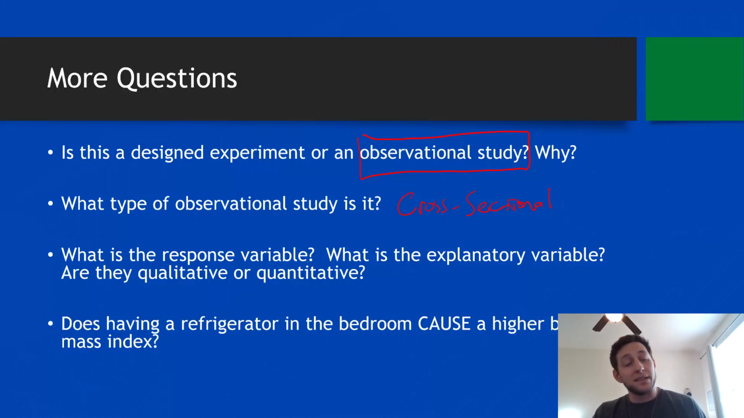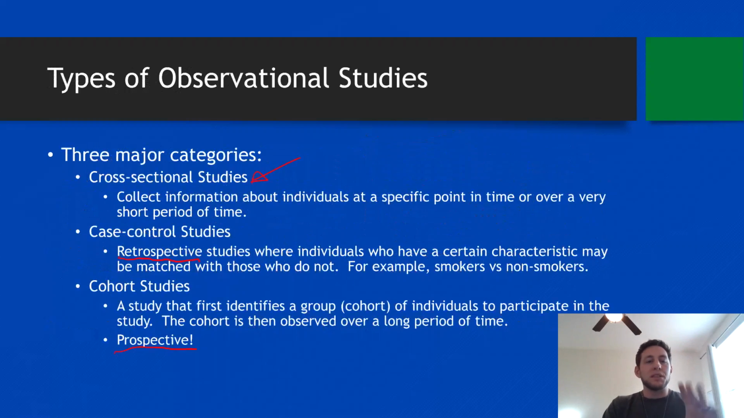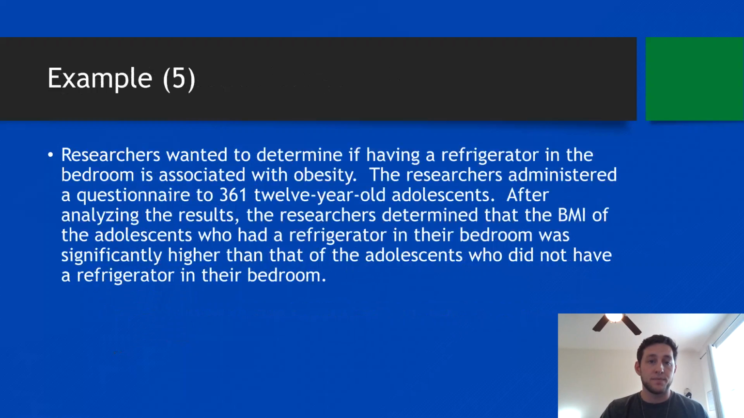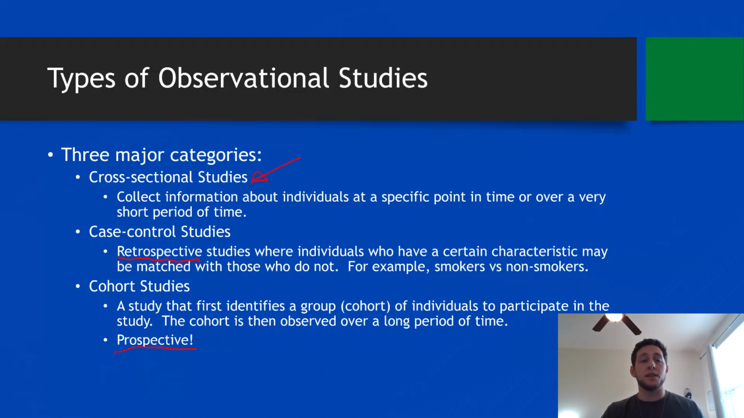And by the way, notice that you could try to make the argument it's case control because, hey, fridge versus non-fridge. Well, the more important thing with these definitions is the timing of it. There could be some gray area in there, but we would say cross-sectional because of the timing of it. You can have elements of one definition bleeding into elements of the other.